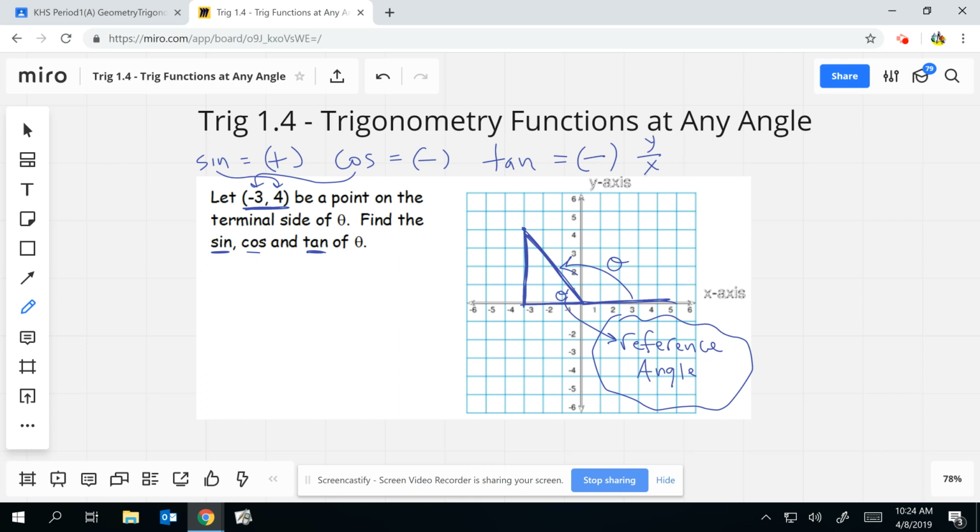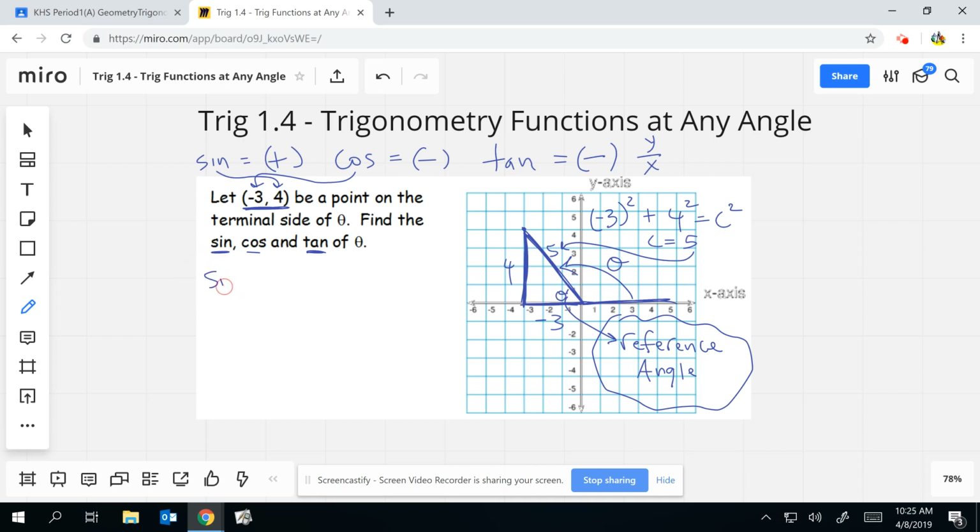Now we do know that going this direction is negative, so that's a negative 3. We know going up is a positive, so that's 4. We could find our hypotenuse. Negative 3 squared plus 4 squared equals c squared. I really don't need to do negative 3 squared because when you square a negative, it's going to come out positive anyways. So really, I could still just do 3 squared plus 4 squared. But either way, you're going to get c as 5 when you solve that. So my hypotenuse is going to be a 5.